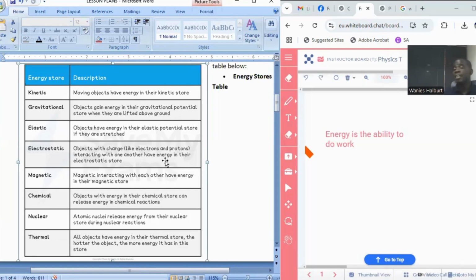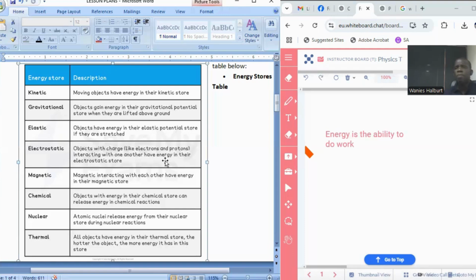Then elastic energy. Elastic energy is a form of energy possessed by an elastic body, a body that can be compressed and can contract. It can contract and it can expand. There is compression and there is expansion. So such energy is kept in a store known as the elastic energy store.